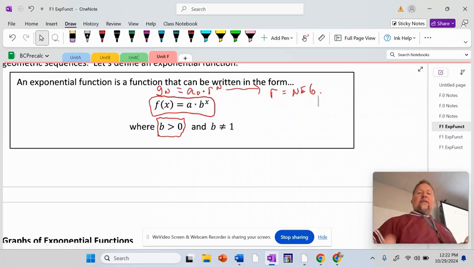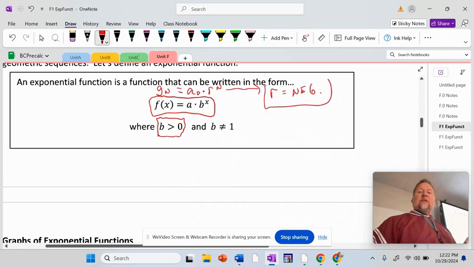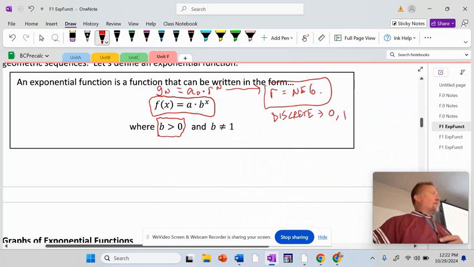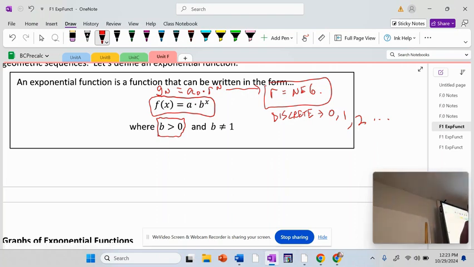And the point I was making is when we had a geometric sequence where the inputs are discrete, that means I could only plug in 0, 1, 2, and so on and so forth. Then it was fine to have a negative b value or a negative r value. All that happened is the graph oscillated from above to below. Remember? We had a problem like that.